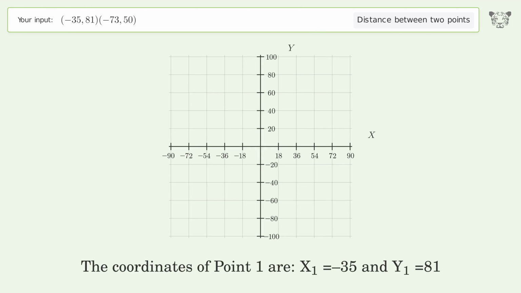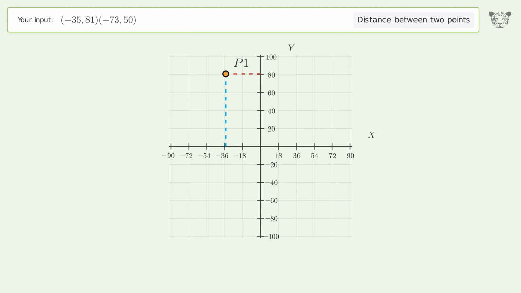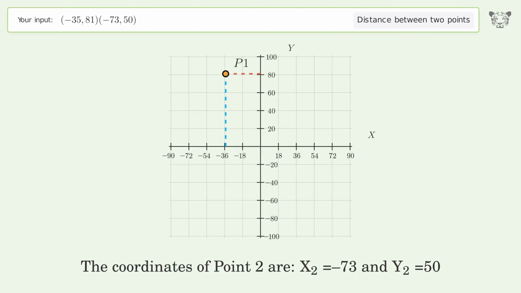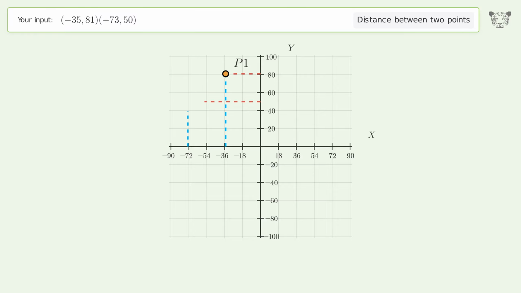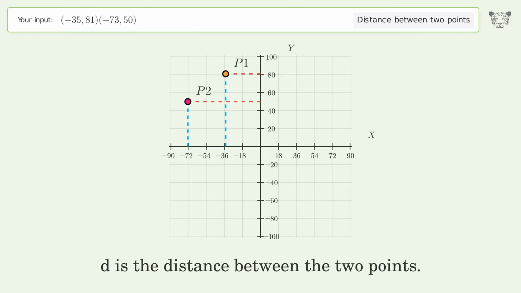The coordinates of point 1 are x1 equals -35 and y1 equals 81. The coordinates of point 2 are x2 equals -73 and y2 equals 50. D is the distance between the 2 points.